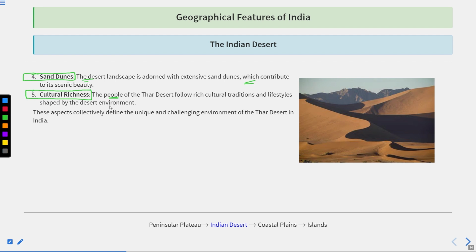The people of the Thar Desert follow rich cultural traditions and lifestyles that are generally shaped by the desert environment. These aspects collectively define the unique and challenging environment of the Thar Desert in India.